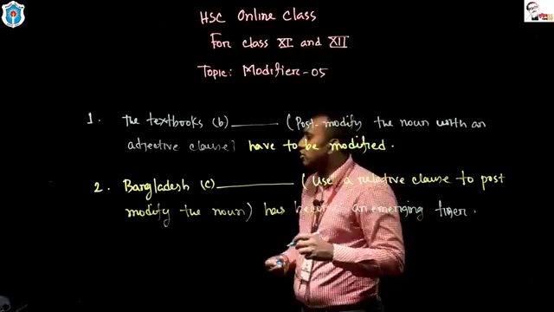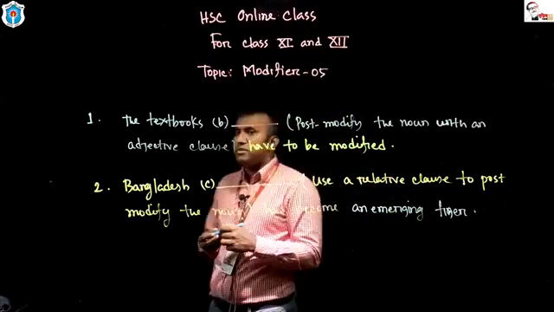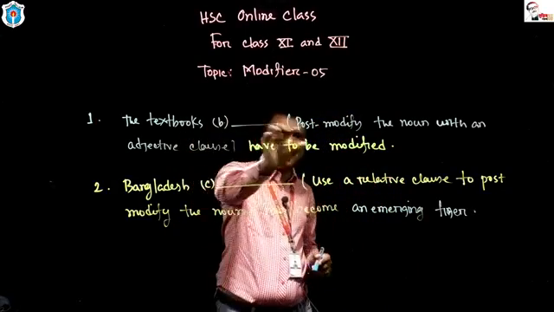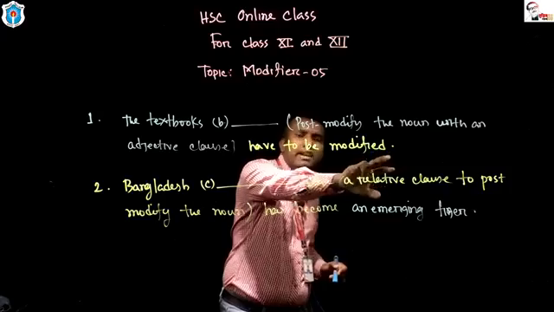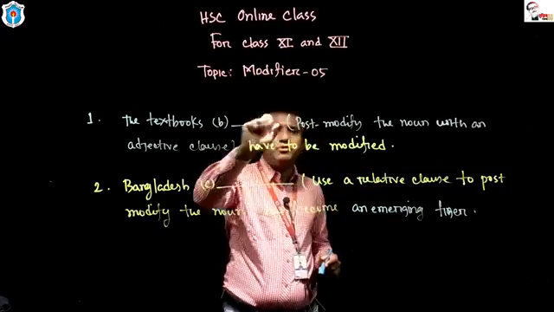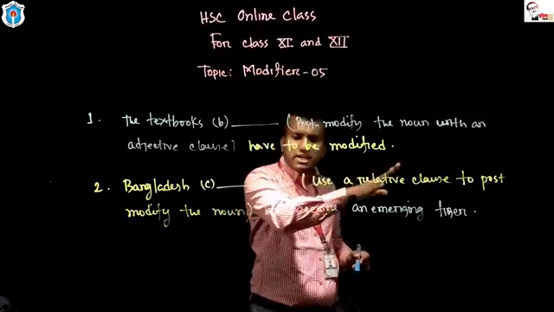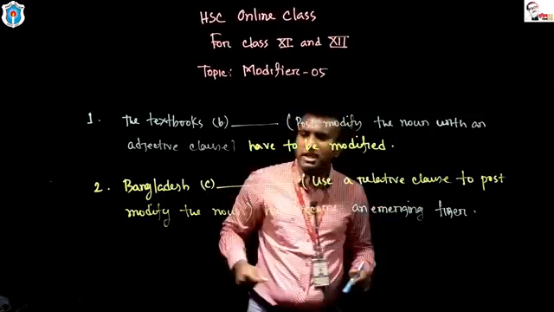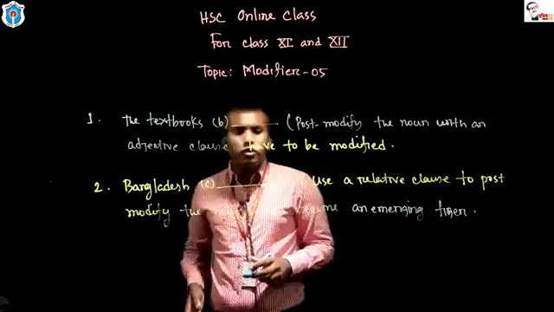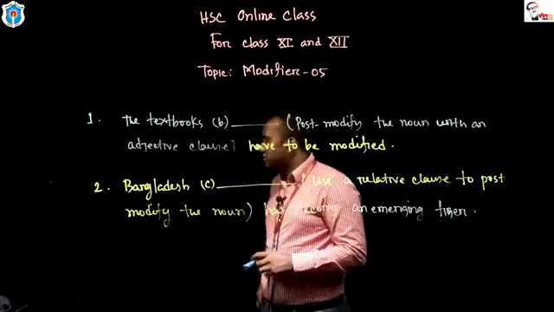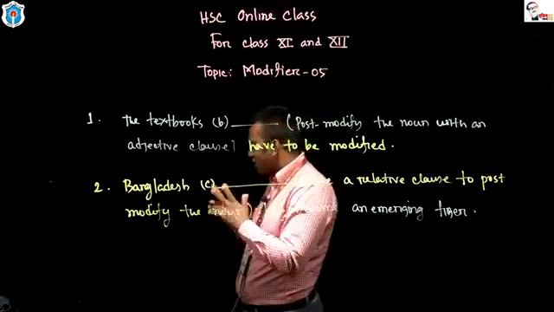I have given you two questions. Just give me the answer. The textbooks blah blah blah have to be modified. In the gap you have to use an adjective clause. Bangladesh dash dash dash has become an emerging tiger. In the bracket you have to use a relative clause. Okay, carry on. I have given you two questions.